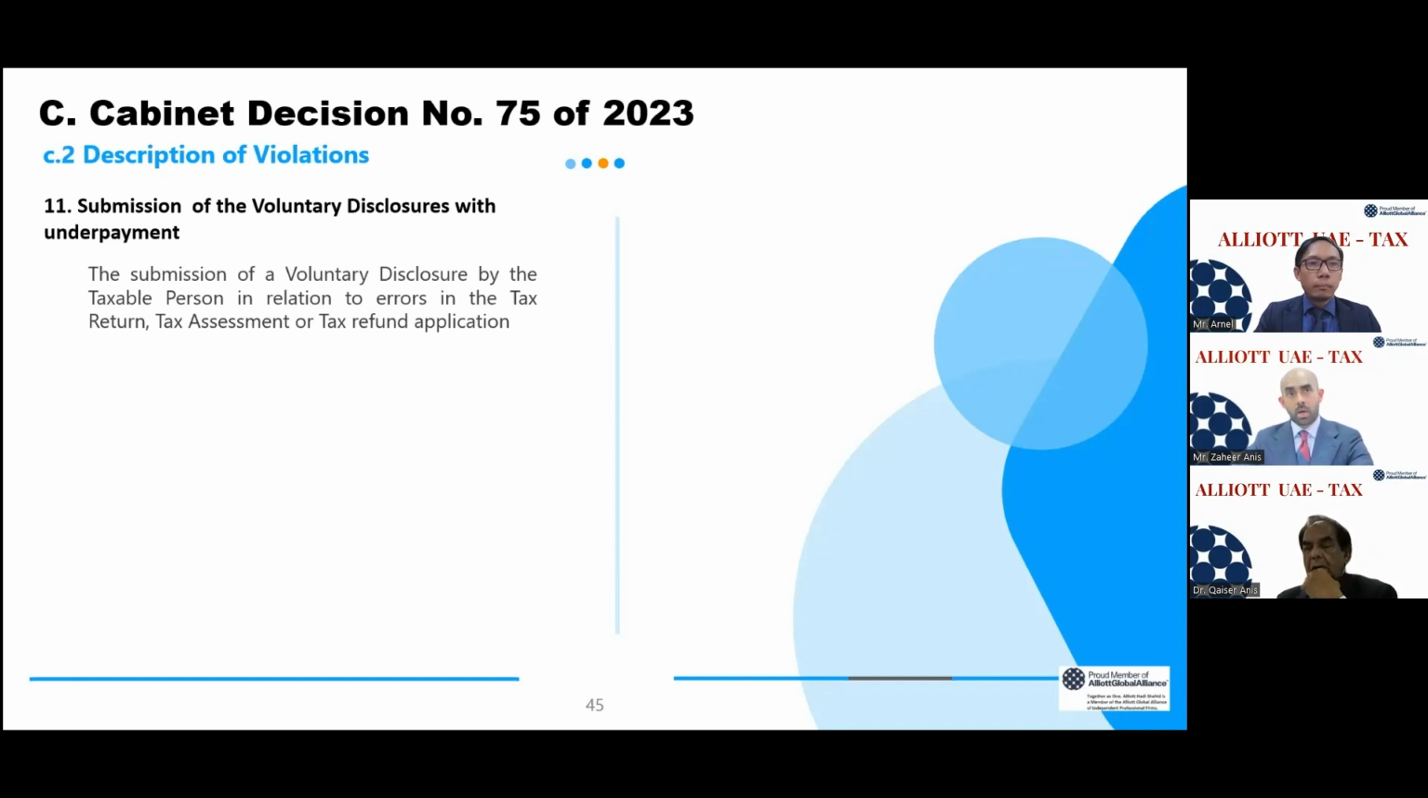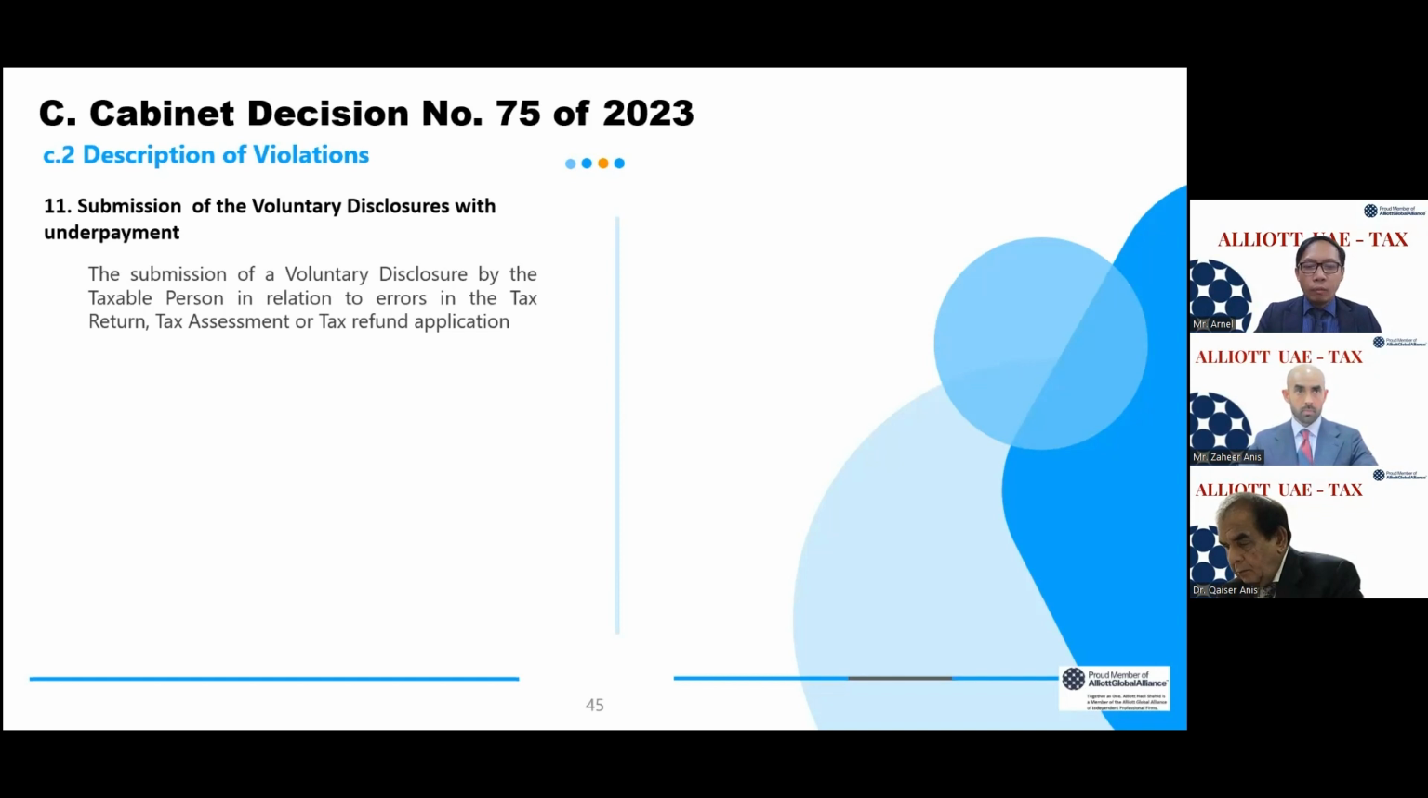So Arnold, what about if someone has submitted the voluntary disclosure with an underpayment? Okay, so by the way, voluntary disclosure is one of the remedies available to every taxpayer. Instead of waiting for the authority to find the error, we can submit a voluntary disclosure to correct our own error because we noticed it. The error may arise on different occasions. One of them is, of course, filing the return. The other is when you are being assessed by the authority.